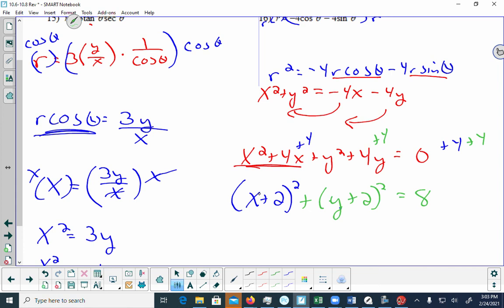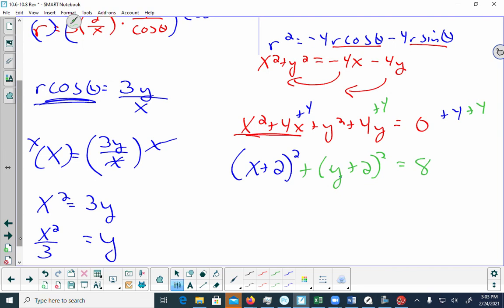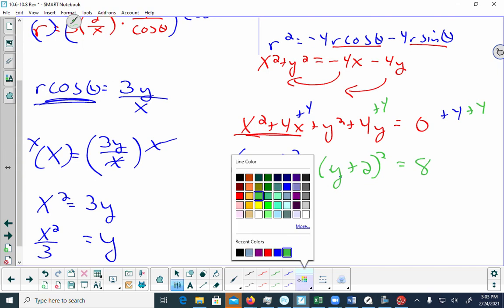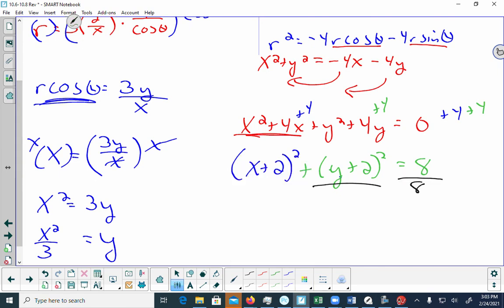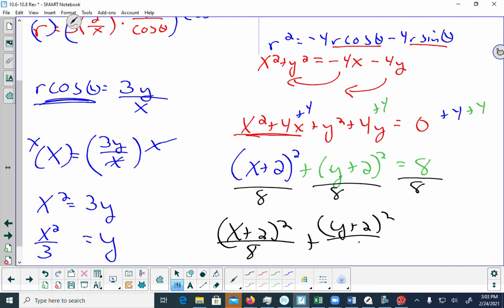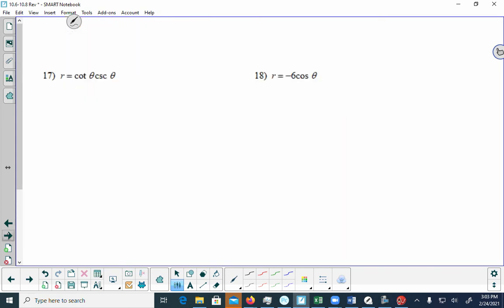It is a circle because both A and B are going to be the same. You can leave it like this because it is a circle, or you can divide it by 8. Either one is acceptable, but you guys are so used to setting everything equal to 1 that that is fine. So I'm going to have this plus y plus 2 squared over 8 is equal to 1. I know it's a circle because these two, my A and my B, are the same. So either way is fine. It's up to you.